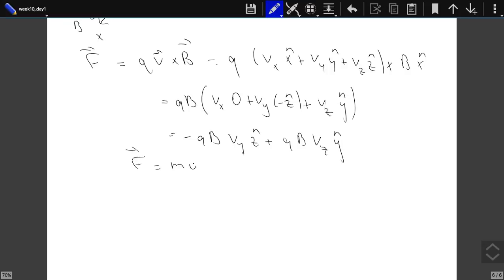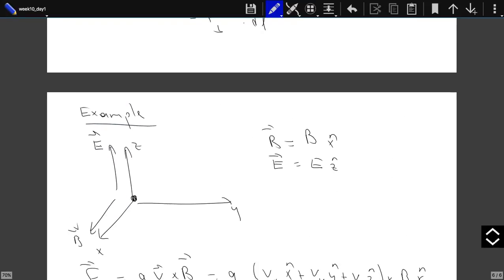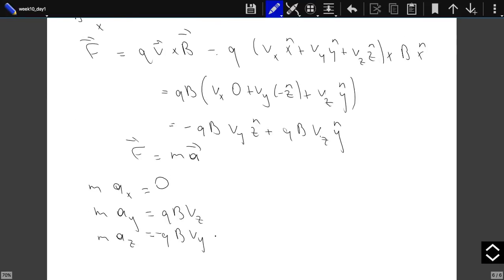But the force should be equal to mass times the acceleration. So mass times the acceleration in the x direction is 0. Mass times the acceleration in the y direction is QB Vz. Mass times the acceleration in the z direction is minus QB Vy. And I have an electric field in the z direction, so plus QE. That last term is due to the electric field. Do you agree?